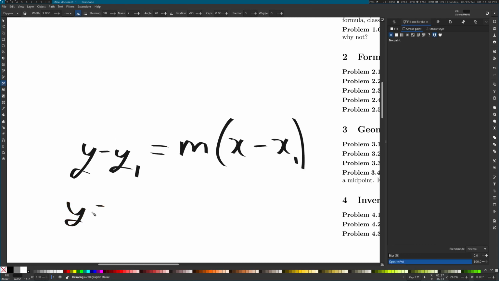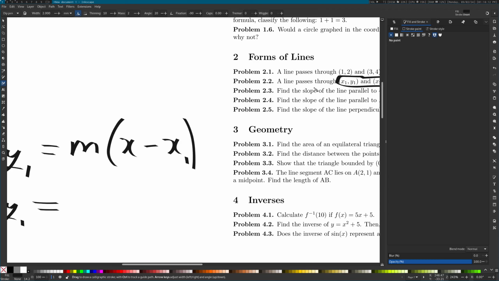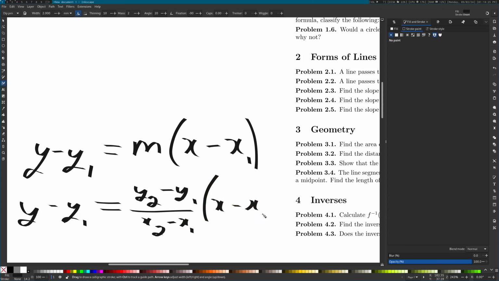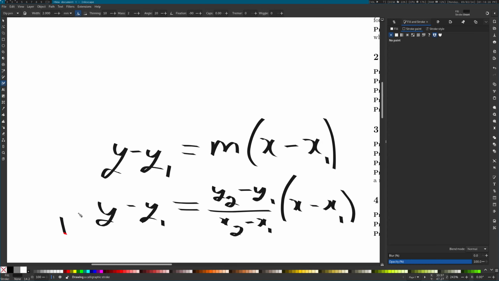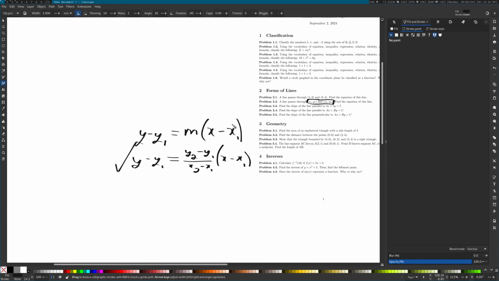So y minus y1 is equal to the slope. What's the slope between these 2 points? y2 minus y1 over x2 minus x1. Yep, change in y divided by change in x, times x minus x1. And here I would just leave it like this. Boom. This is the formula for a line that passes through 2 points. Okay, so we got that one down.